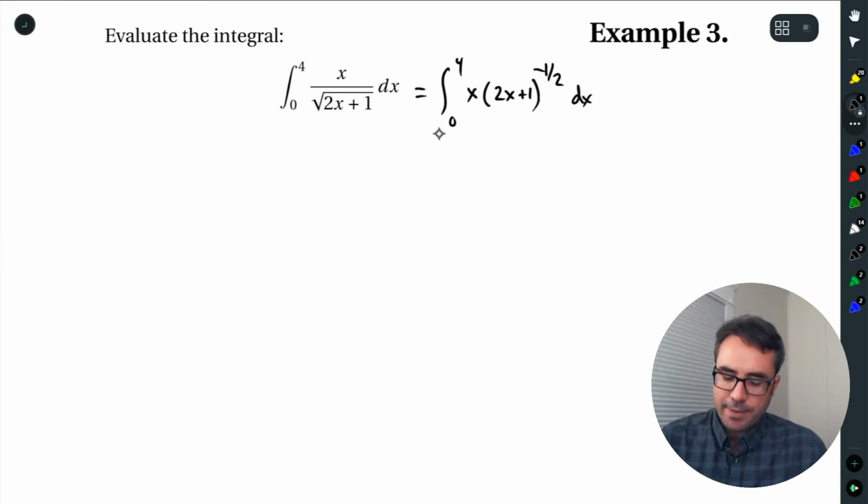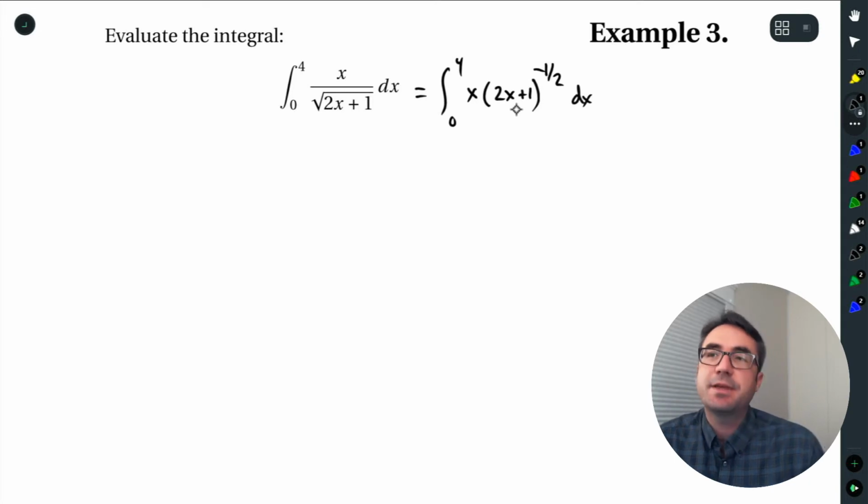All right, so we're going to worry about doing this definite integral. And rewriting it like this, we see a nice set of parentheses, we see a power function here, and then we see something kind of complicated inside the parentheses.